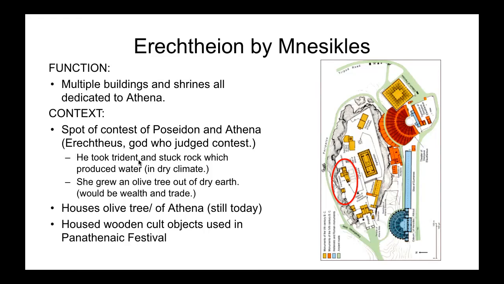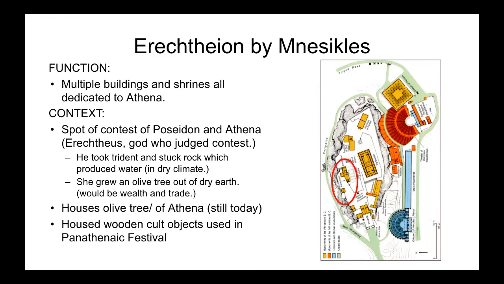So Poseidon took a trident and struck it on a rock, and out of that rock came water. That would be really important to the Athenians because it was an extremely dry climate. However, Athena decided to make an olive tree come out of the dry earth, and the olive oil could be traded. It was worth its weight in gold at the time, and so it would bring great wealth and prosperity to Athens. So Erechtheus decided for the people of Athens that olive oil was much more important than water, and so Athena was chosen to be the patron goddess.